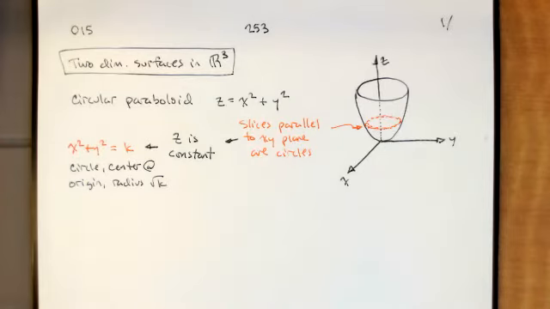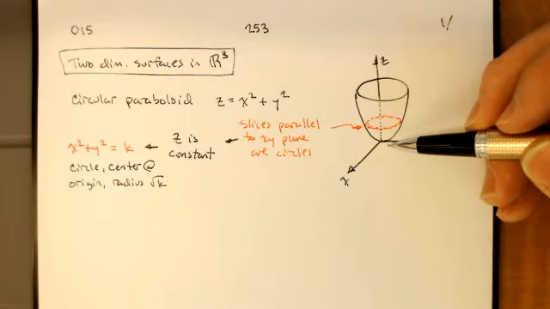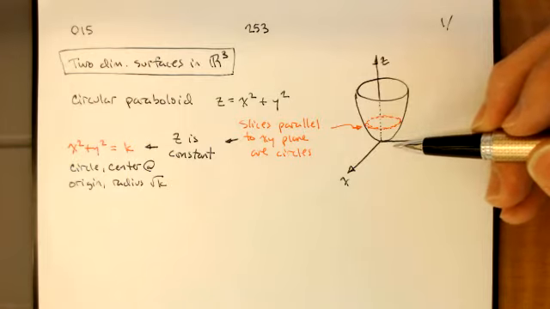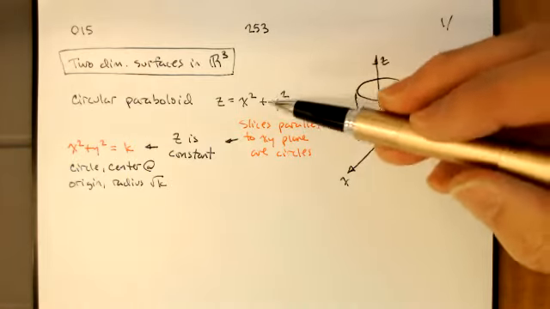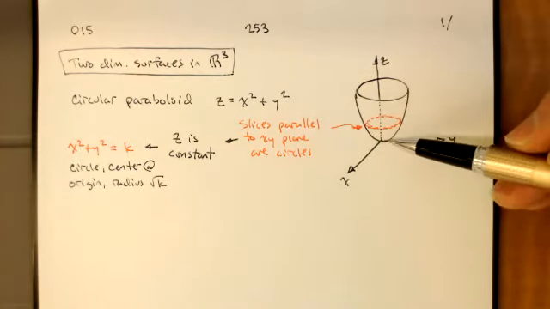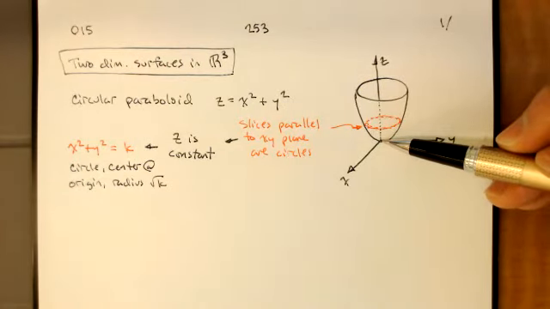If we look at different values of the constant z, I just get larger circles. And we can see that in the picture. Down here at the origin, we've just got the point. If z is equal to x squared plus y squared and x and y are both 0, then z is equal to 0. We're way down here at the vertex.